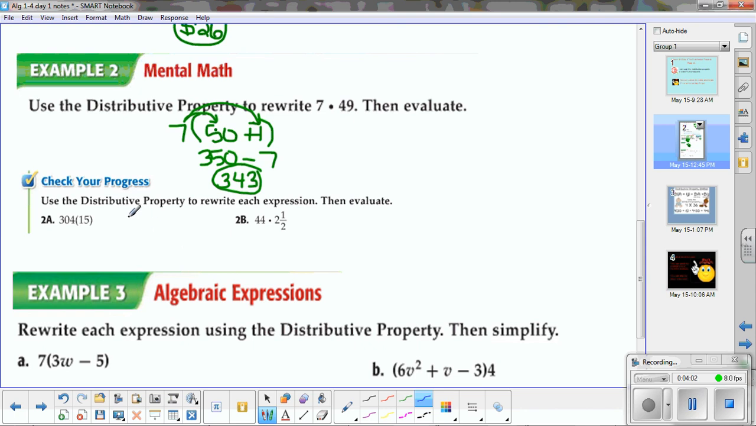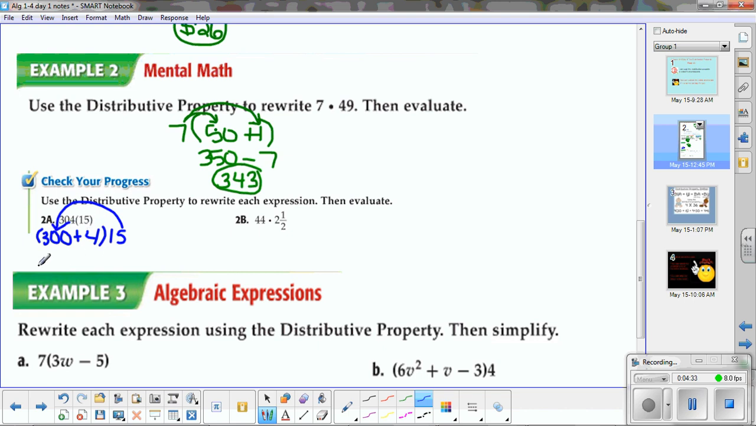You might want to pause the video and see if you can try the next two on your own. For 304 times 15, I would probably think of the 304 as 300 plus 4. And that all multiplied by 15. Believe it or not, that's actually pretty easy to do in your head.